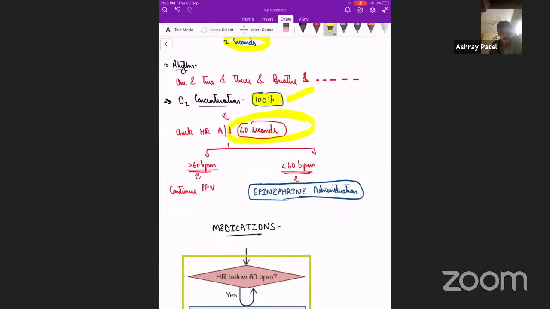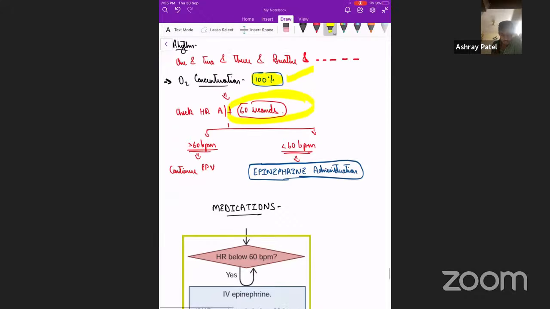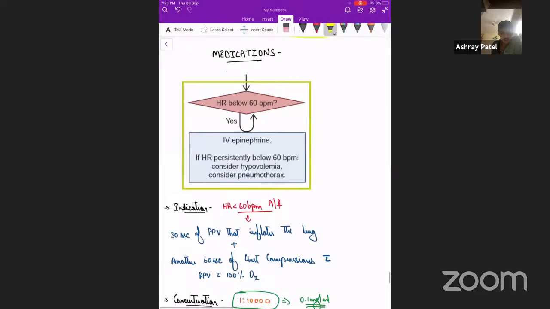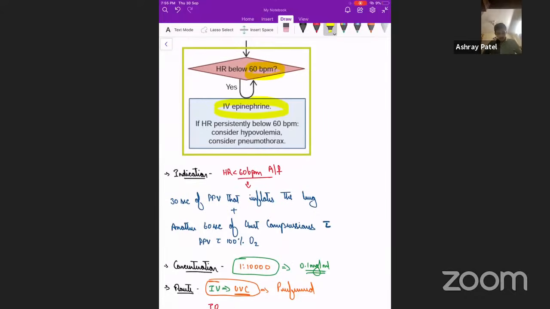After 60 seconds of effective positive pressure ventilation and chest compression, we reassess the heart rate. Now, if the heart rate is more than 60 beats per minute, fine, good, you're successful with your neonatal resuscitation. You continue the positive pressure ventilation. If not, that is when the role of medication comes, and that brings us to our last step of neonatal resuscitation. If heart rate is still below 60 beats per minute, we go ahead and administer IV epinephrine, adrenaline.